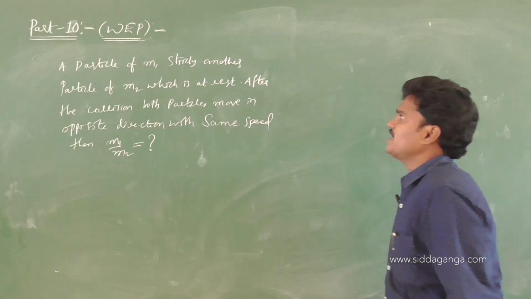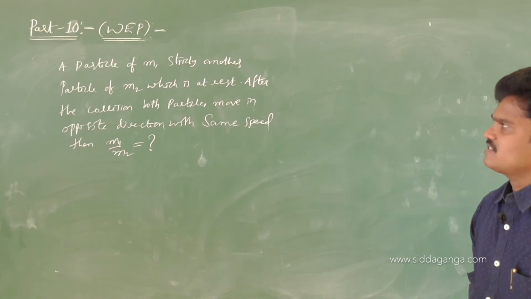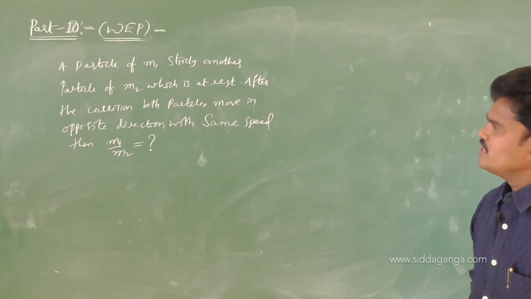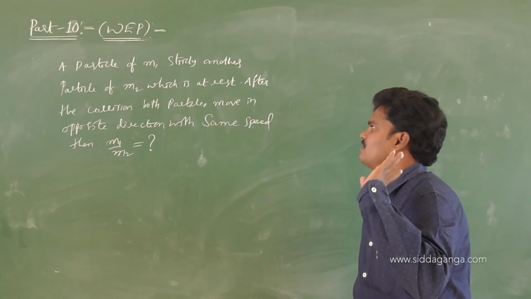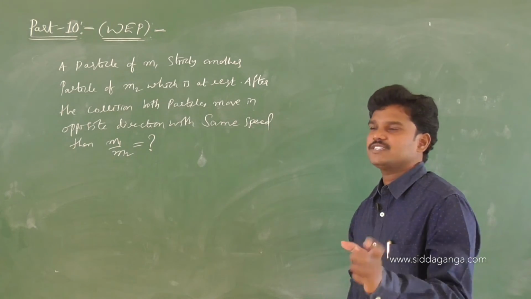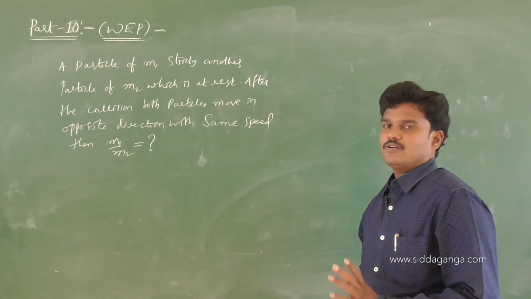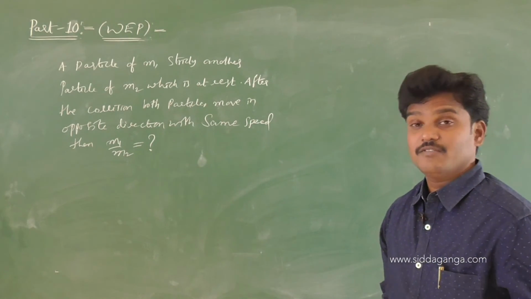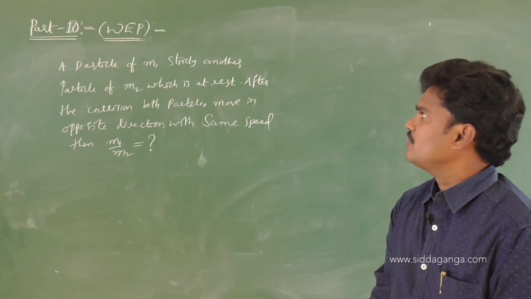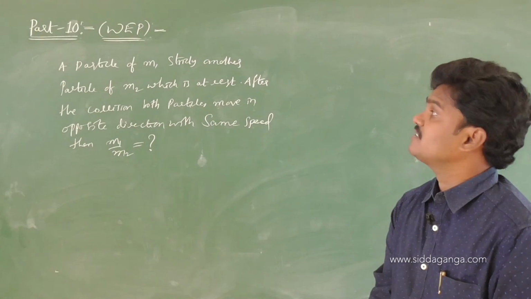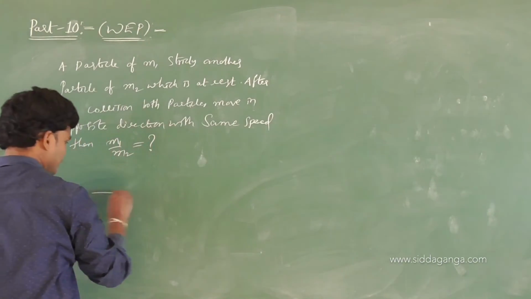Let me read. A particle of mass m1 is going to strike another particle of mass m2 that is at rest. After the collision, both particles move apart, in opposite direction with the same speed. Then what is the ratio of the masses m1 by m2? They are not asking v1, v2; they are asking m1, m2, because m1, m2 are not given.